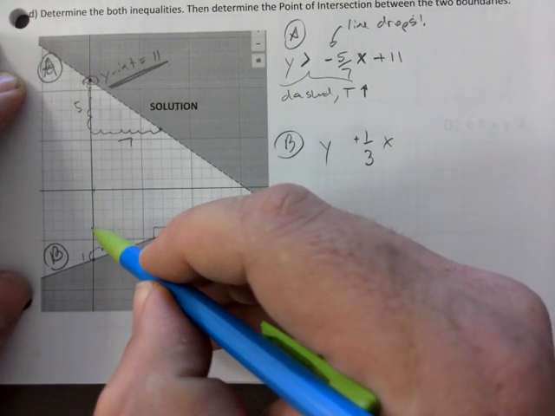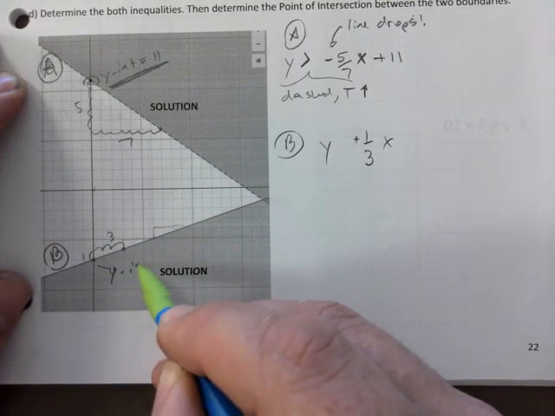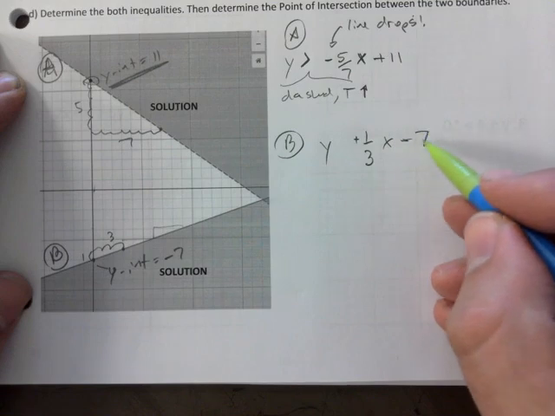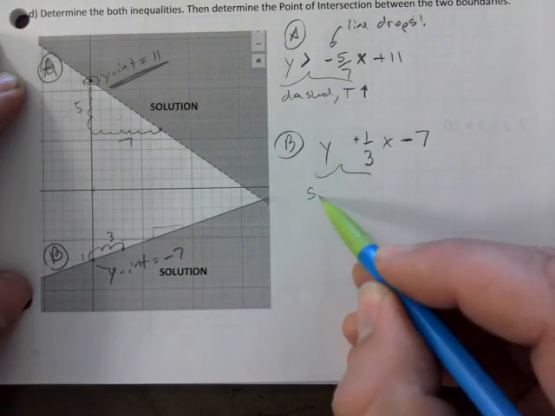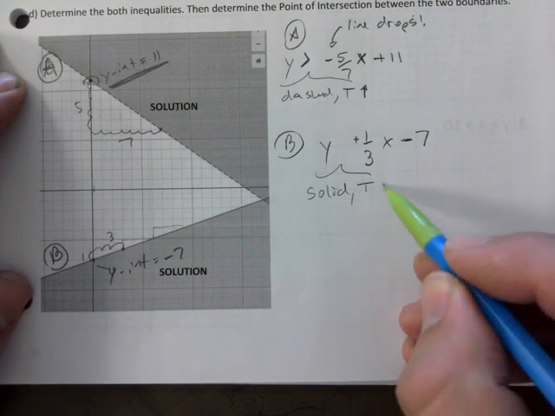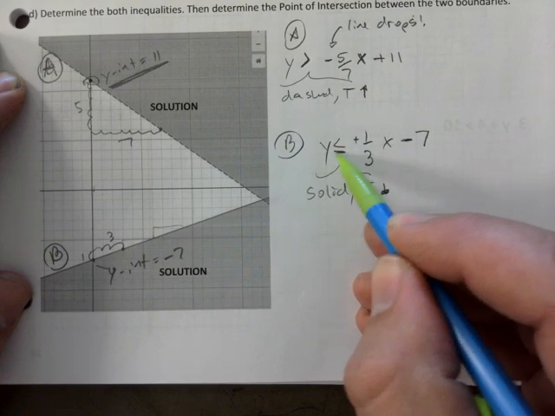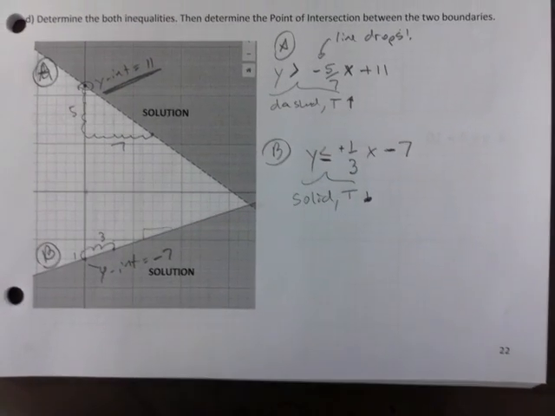So this is 2, 4, 6, 7. The y-intercept is negative 7. Write that in there, right, for later on. So that's negative 7 like that. And this is solid. True is below the line. So you have to go less than or equal to get that one right. But hold it, we're not done yet.